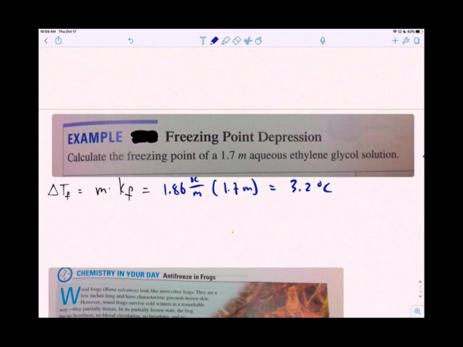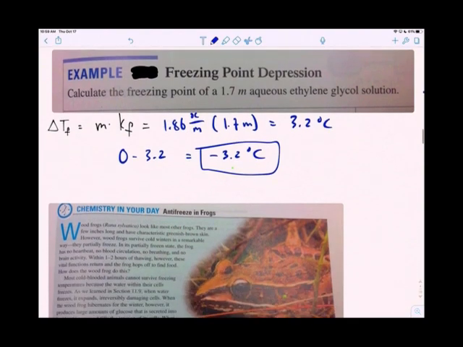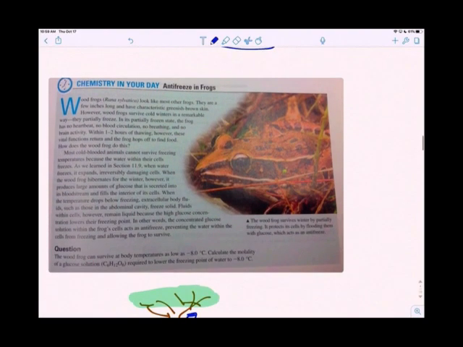So now, the next thing you have to do, though, is freezing point depression. Water normally freezes at 0 degrees, 0 minus 3.2. This is minus 3.2 degrees Celsius. So don't forget this step. Don't calculate this, say, oh, it's 3.2, and move on. Don't forget you have to subtract it from the freezing point. And that is, believe it or not, the most common mistake that students make, because they figure out the delta Tf, but then they don't subtract it from the freezing point.